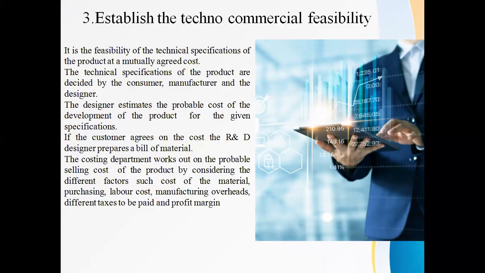The costing department works out on the probable selling cost of the product by considering the different factors such as cost of the material, purchasing labor cost, manufacturing overheads, different taxes to be paid, and profit margin. And depending on that one, the selling price of the product is decided.